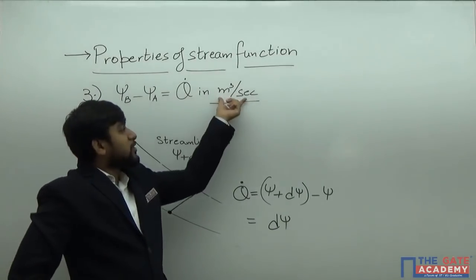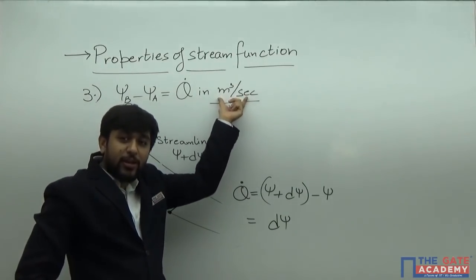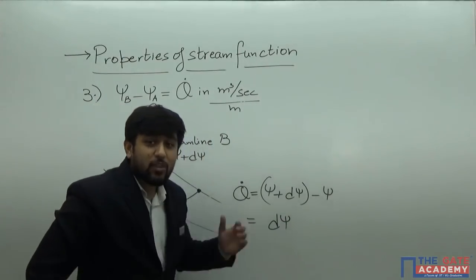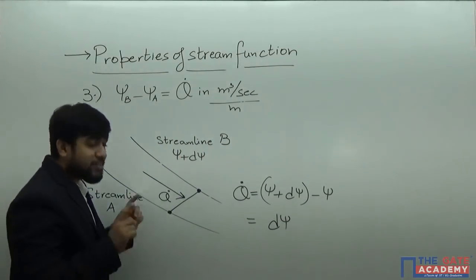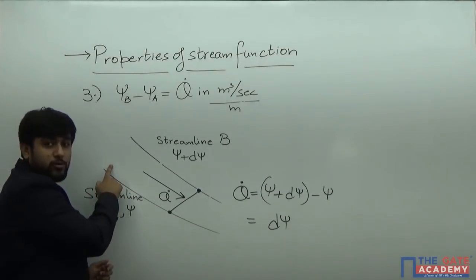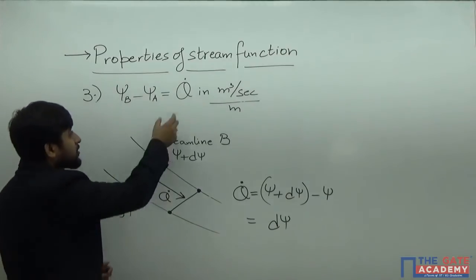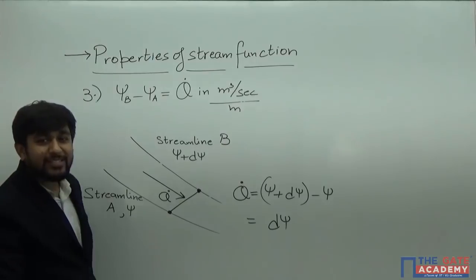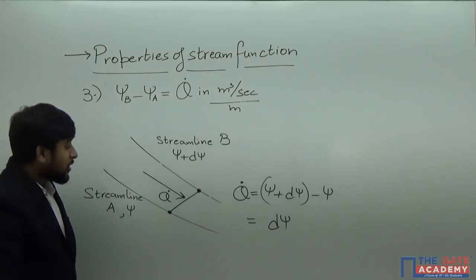Now if you can see, I have written meter cube per second per meter in the units. So this meter cube per second gives us the flow rate, while meter means that if the flow is in the plane of the board and the flow field has a width maybe 1 unit perpendicular to the board. Okay, so per unit width, the discharge can be simply given as psi B minus psi A. Okay, so let us prove this.